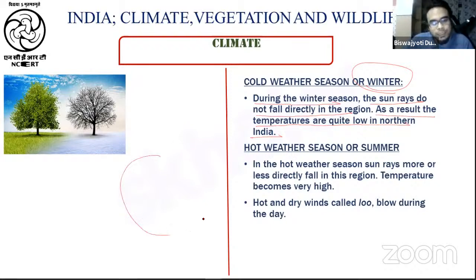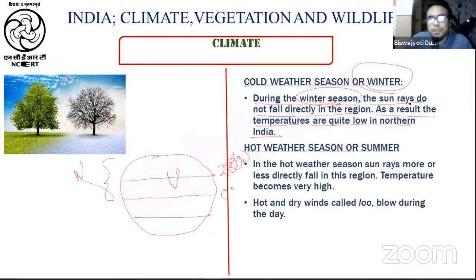Now again, this is the Earth. Here we have the equator. Here we have the Tropic of Cancer, which is around 23.5 degrees north. And here we have the presence of India. And here we have the Tropic of Capricorn. So what is it saying? During the winter season in the northern hemisphere, this is the northern hemisphere, the sun rays do not fall directly in the region.